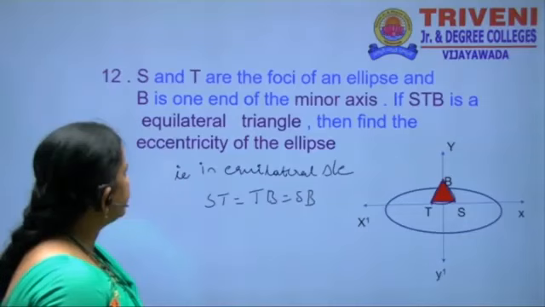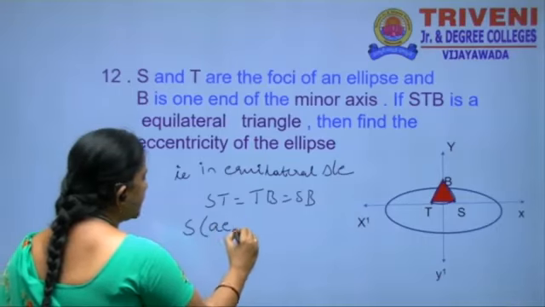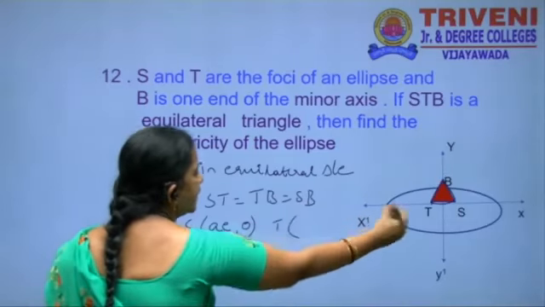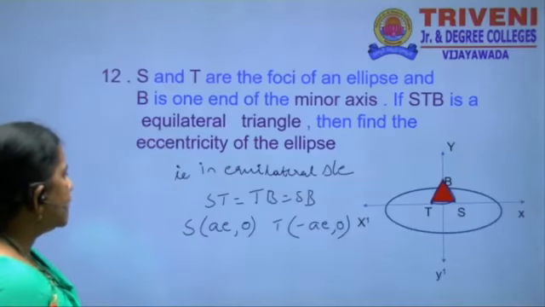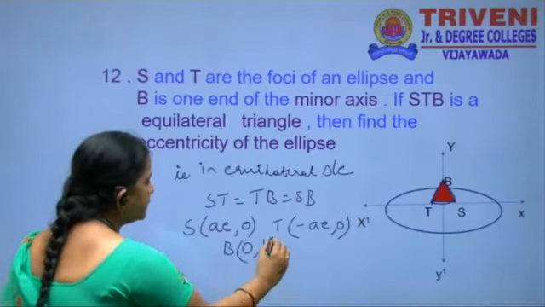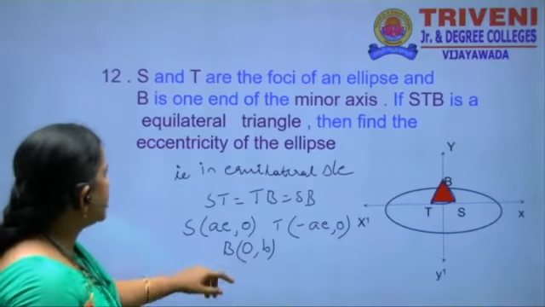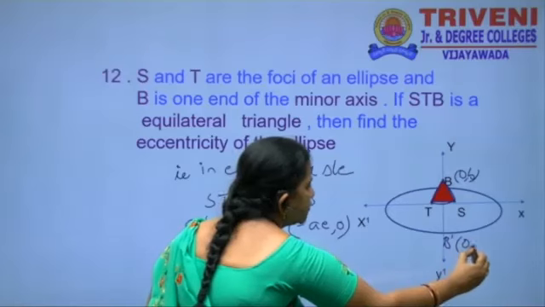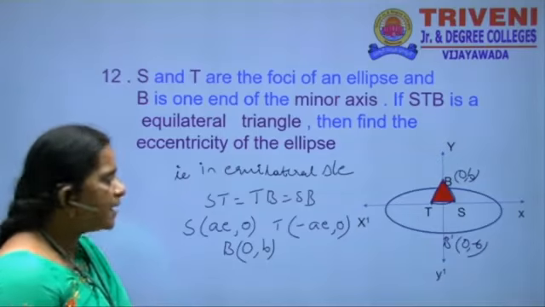Here S and T are the foci of the ellipse. The value of S is AE comma 0 and T is on the negative side, that is minus AE comma 0. The value of B we have to take on the y-axis, that is 0 comma b. This is one end of the minor axis. Here it is 0 comma b, here it is b dash, 0 comma minus b. One end is 0 comma b, another end is 0 comma minus b.